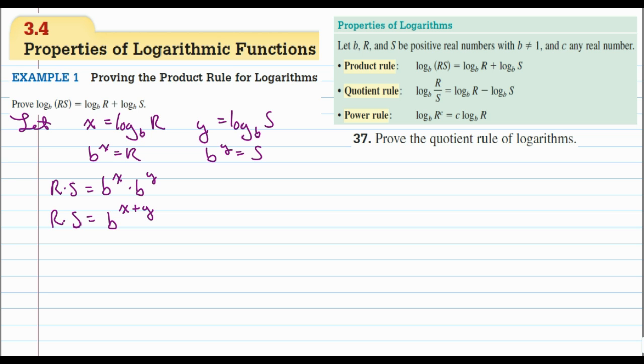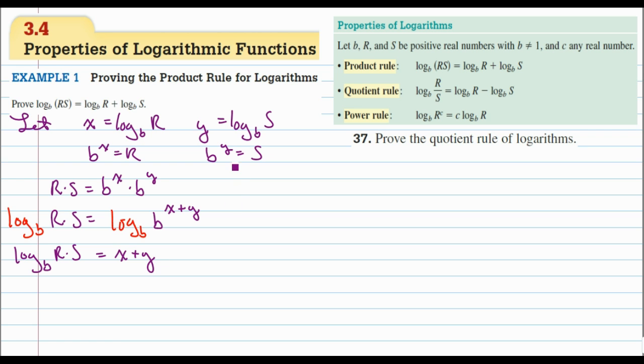Okay, so now what? How about let's take the log base b of both sides. Now I have a property that says that since the base of my log is b and the base of my exponent is b, I can simplify the right-hand side to be x plus y. Now on the left side, I just have log base b of r times s. Now on the right side, I have x plus y.